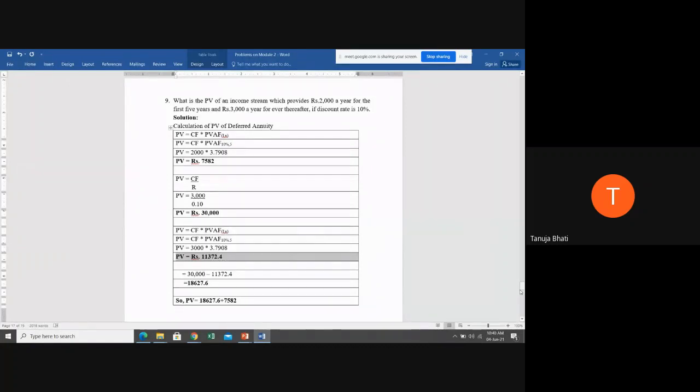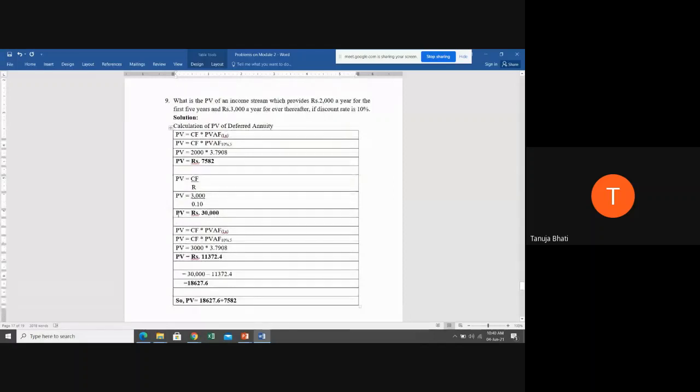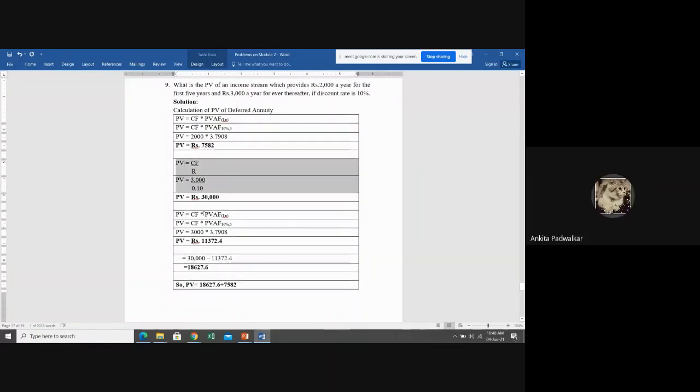So the present value will come up to 11,372.4. Now I have not stopped here, students. The answer will not conclude here. From the total from 1 to n number of years, the value is 30,000, but I have to deduct the first 5 years value. So 30,000 minus 11,372.4. I get the present value of this 3,000 rupees, which is arising from the 6th year to the nth year, as 18,627.6. Is this clear, students? Up to here, is it clear? Yes, ma'am. Okay.